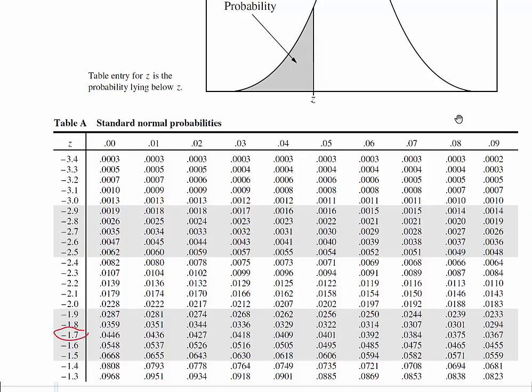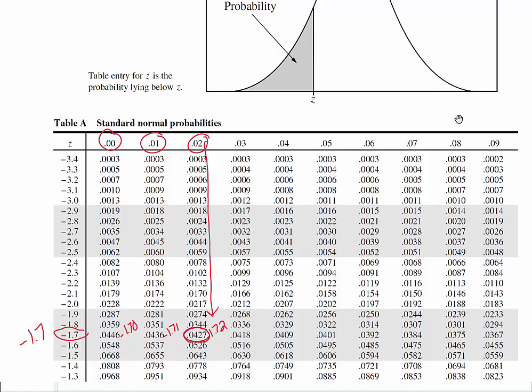And if I look at that -1.7 in the chart, and if you look to the right, there's 0.00, 0.01. These are your hundredth place. 0.02, 0.03. You want -1.72. So you want the one in this column. If I look at what it is, the area equals 0.0427.